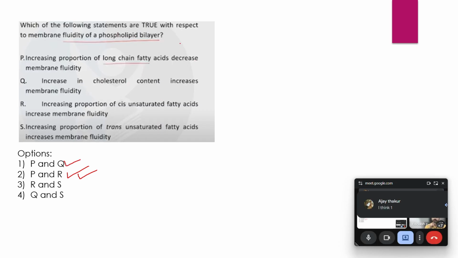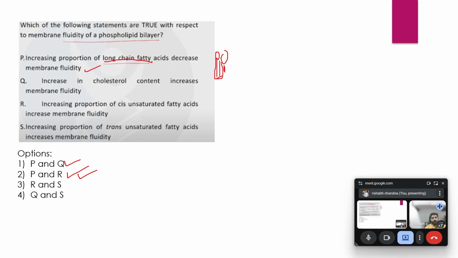Basically, membrane fluidity depends upon various conditions. Okay, so let's see the options. Increasing proportions of long chain fatty acid decrease membrane fluidity. Yes, this is correct, because the presence of long chain fatty acids makes the membrane more rigid, because they will not be able to flow properly. So this is a long chain fatty acid, and this is a short one. If we see this kind of structure, that means this will be more rigid in nature.